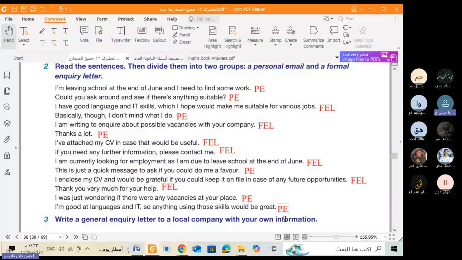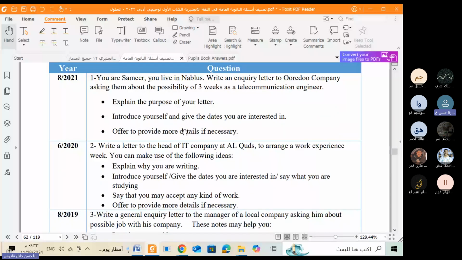I will show you some examples of questions asking students to write their general inquiry letters that came in different years: 2021, 2020, 2019. Look at them. They gave you the name, by the way. Don't write your real names, as we said. You are Samir, you live in Nablus, write an inquiry letter to Ooredoo company asking them about the possibility of 3 weeks as a telecommunication engineer. Here they assign to you what you need to have work experience in. So pay attention to this idea.